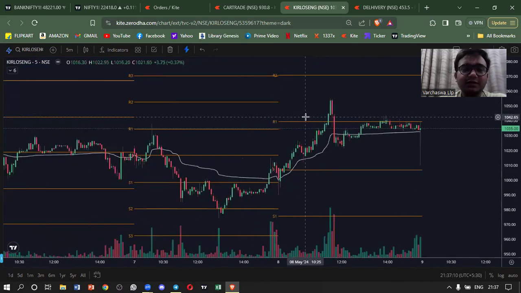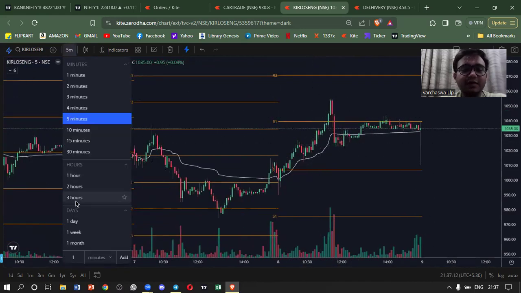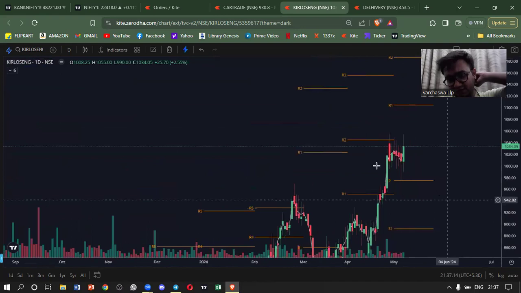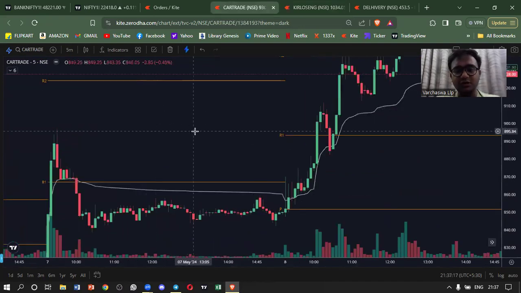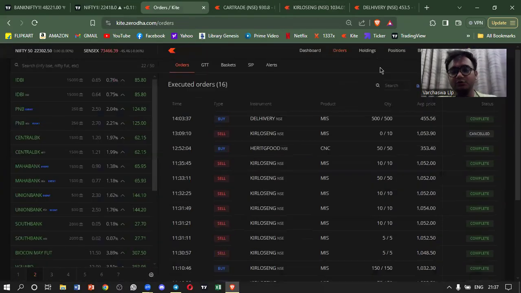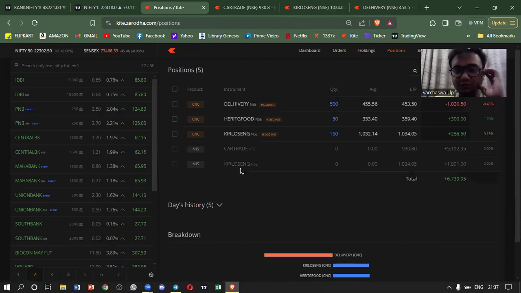But in Kirloskar Oil Engine, my view is a bit positional. I'm also holding a few stocks overnight, and I'll add them tomorrow during the live market hours. I booked a few quantity on an intraday basis, and I am holding a few quantity overnight. So I am a little bit bullish on this particular counter.